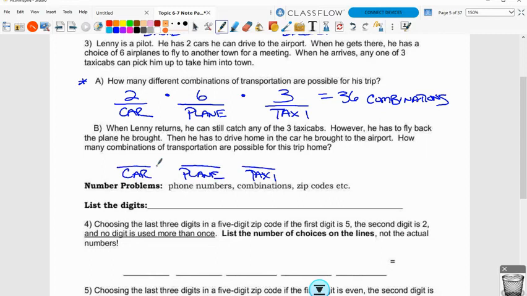And for the car, it says that he has to drive home in the car that he brought to the airport. So there's only one choice there, only one car that he drove to the airport. He also has to fly back in the plane that he took to the other town. All right, so only one plane he flew in. But when he returns, he can still catch any one of the 3 cabs to get him back to the airport. So once again, we're going to multiply the number of possibilities this time. 1 times 1 times 3. There are only 3 combinations for Lenny on his return trip home.